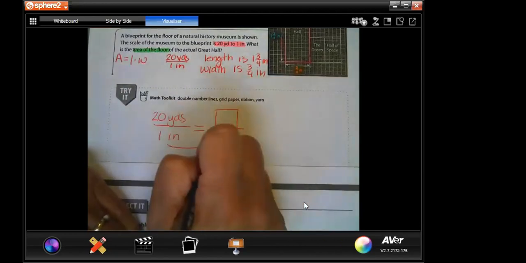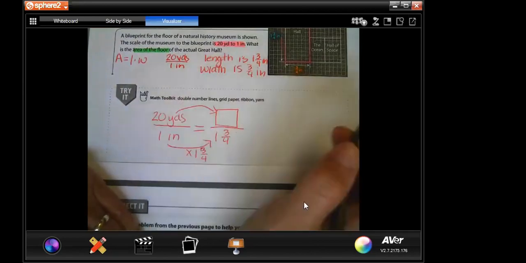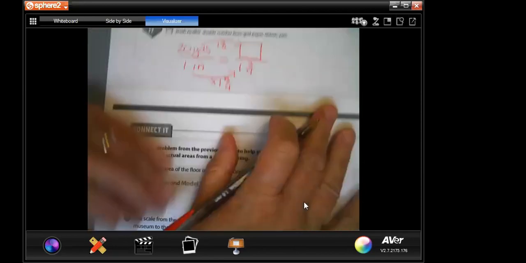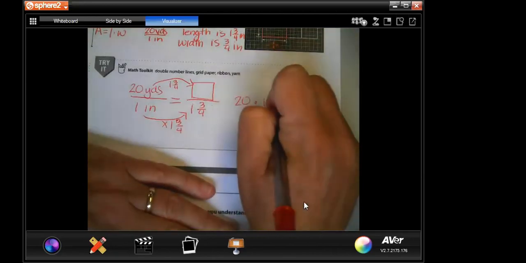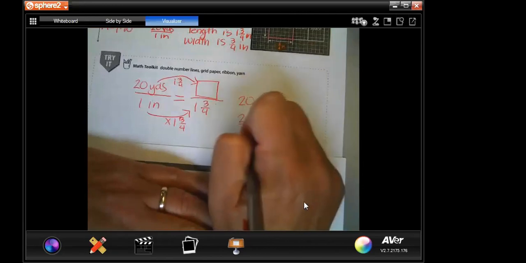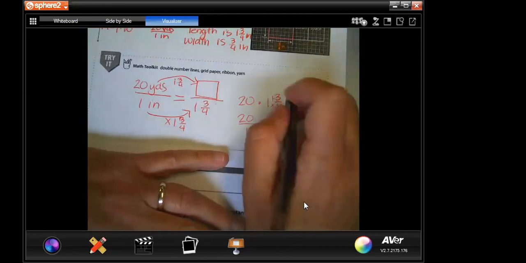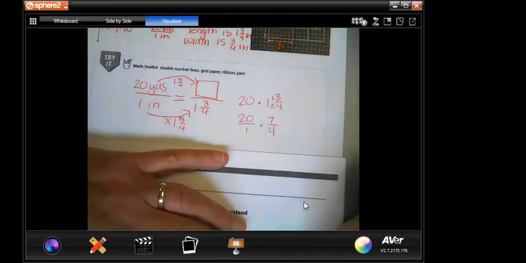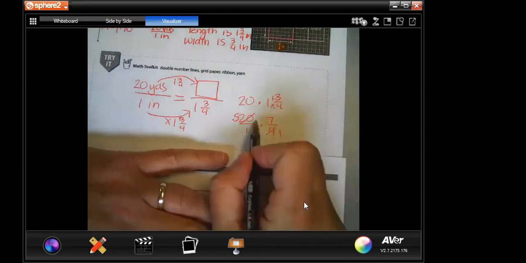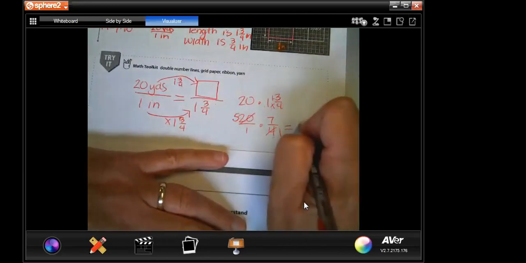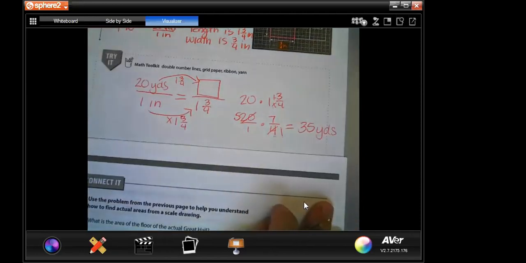Well, 1 times 1 3/4 gives us that, so we're going to multiply 20 by the same thing. It looks like this: 20 times 1 3/4. I'm going to make this an improper fraction: 4 times 1 is 4, plus 3 is 7/4. I'm going to cross simplify, so 4 goes into 4 once, 4 goes into 20 five times, and I'm going to multiply straight through. So our actual length of the room is 35 yards.